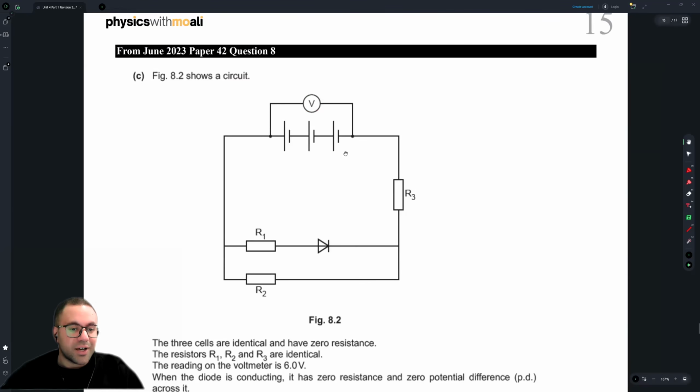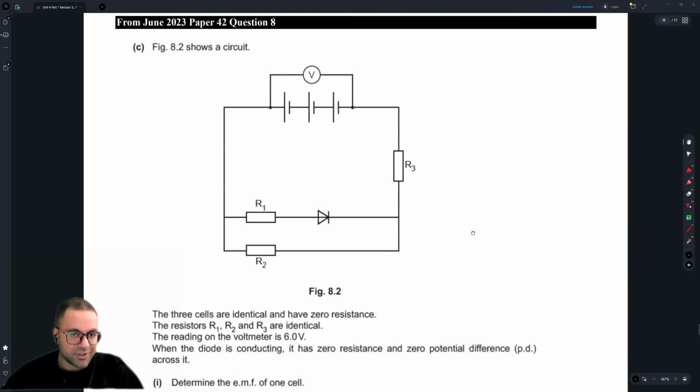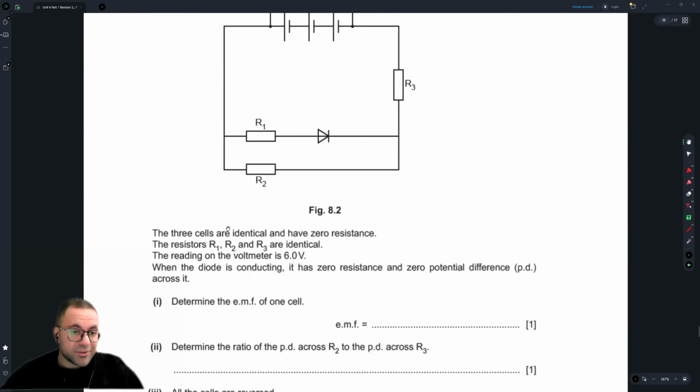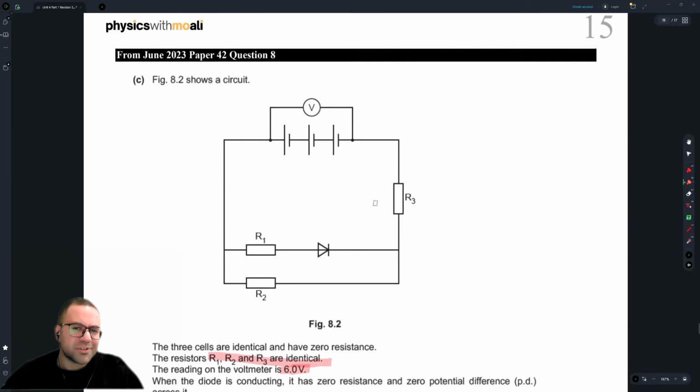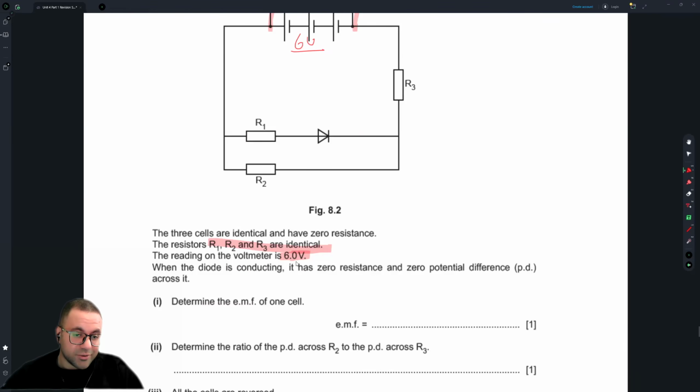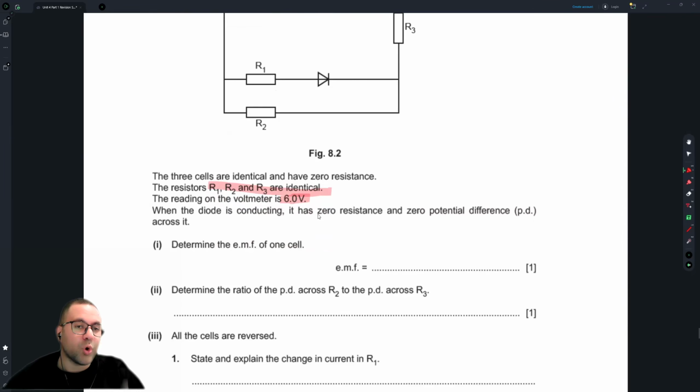Next question. I see three cells in series. I see R1 and R2 and a diode and R3 and a voltmeter. The three cells have zero resistance. R1, R2, R3 are identical, meaning they're the same. The reading on the voltmeter is 6. The voltmeter reading is parallel to all three, which means the total voltage or EMF here is 6 volts. When the diode is conducting, it has zero resistance and zero potential difference across it. He's just saying the diode doesn't affect anything yet. Determine the EMF of one cell.